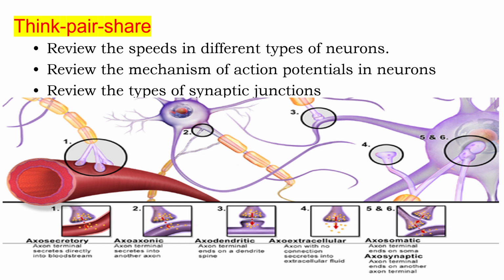Okay, so let's try to think, pair, and share. Number one, review the speeds in different types of neurons from Ganong. Then review the mechanism of action potentials in neurons, again from Ganong. And then review the types of synaptic ends or junctions. When we come back, we're going to go through these components. So this think, pair, and share is long term until we meet again.